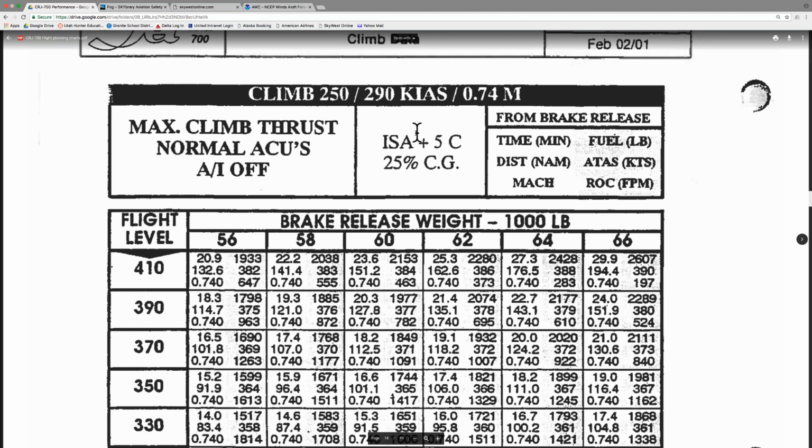Our performance charts are going to be based off of, there's going to be one labeled climb, one labeled en route, and one labeled descent. So if we're trying to figure out our climb, we're going to figure out what our average ISA is during the climb, and that's the chart that we're going to use.